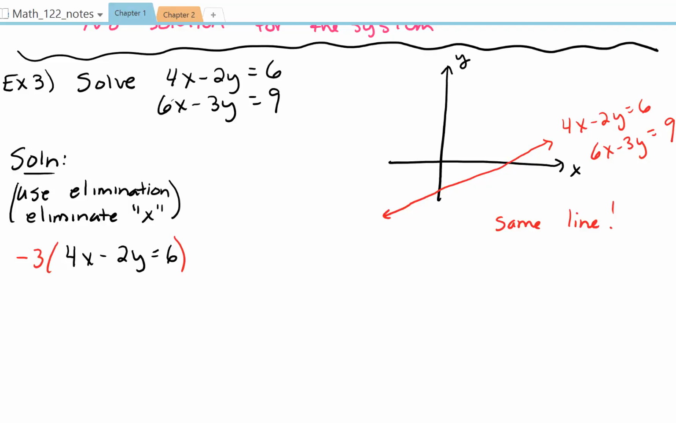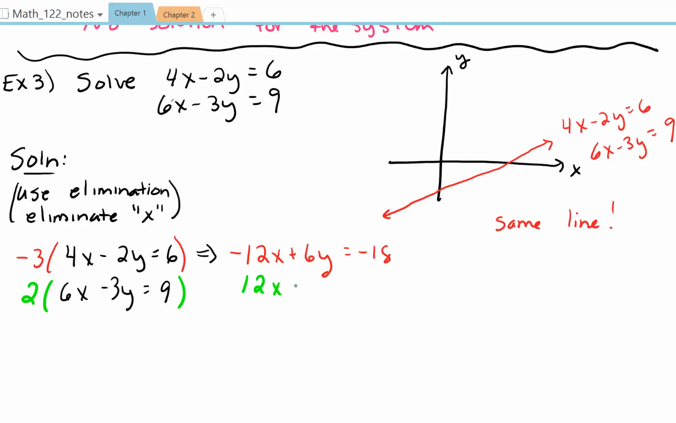And we multiply the bottom equation maybe by positive 2. Let's see what happens here. Okay, so let's see what happens. What we get for the first equation here, we get negative 12x plus 6y equals negative 18. And on the bottom equation here, we get 12x minus 6y equals 18.